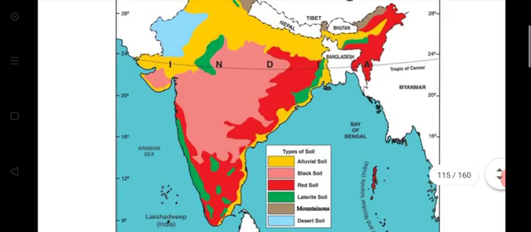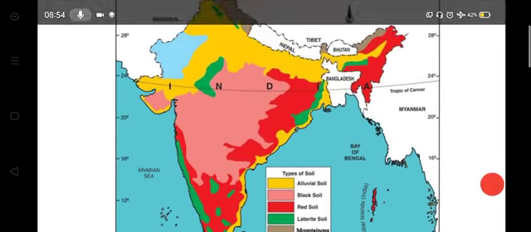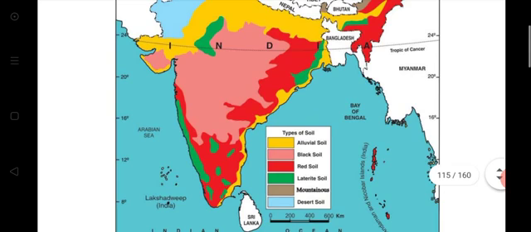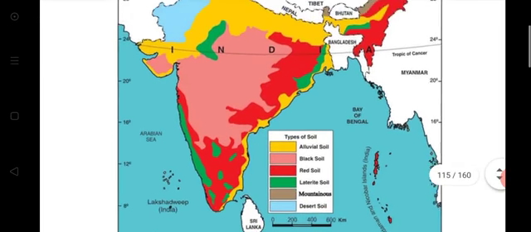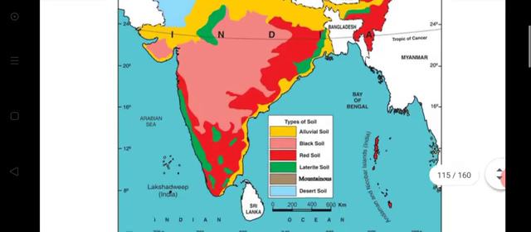And see, alluvial and black soil are more than the others, and the minimum is laterite soil, which is very much less. You can see it in the map. Clear? Good.